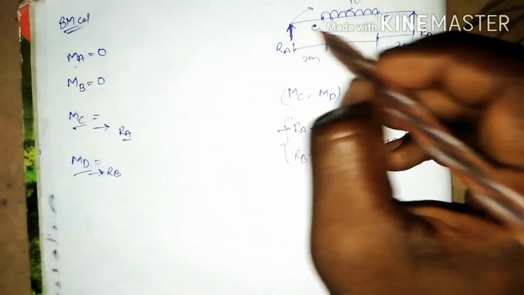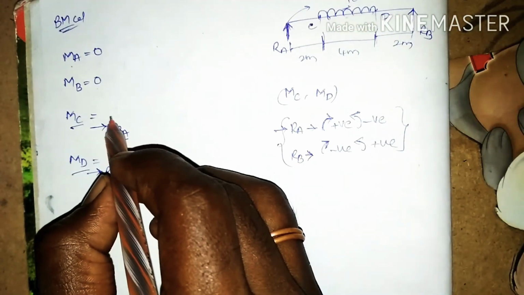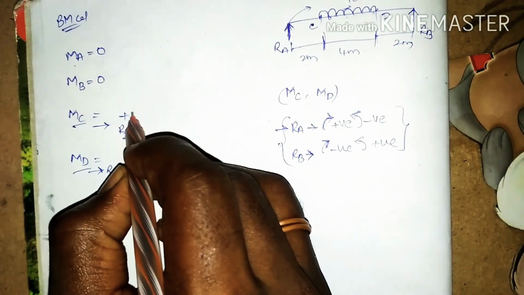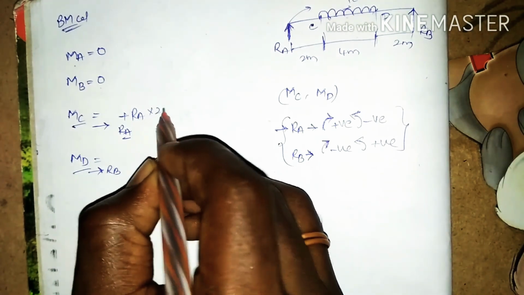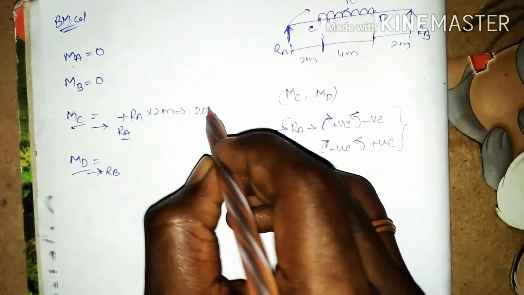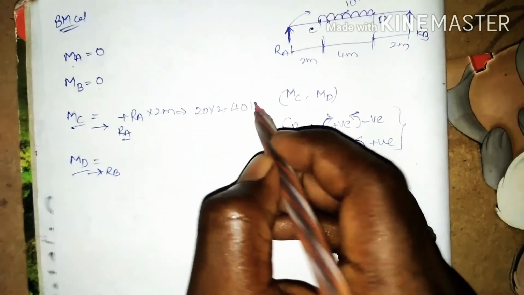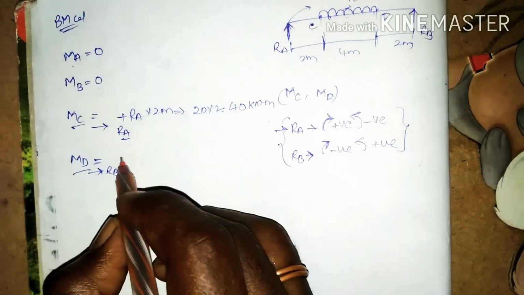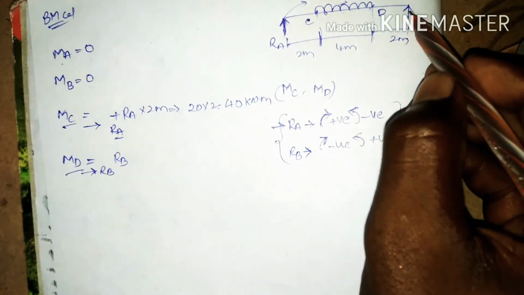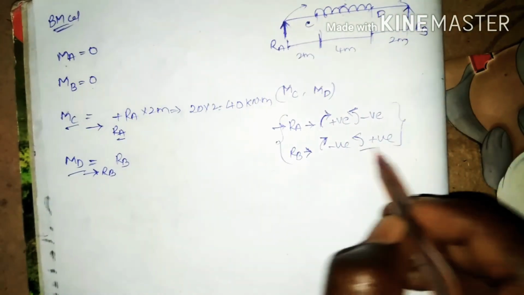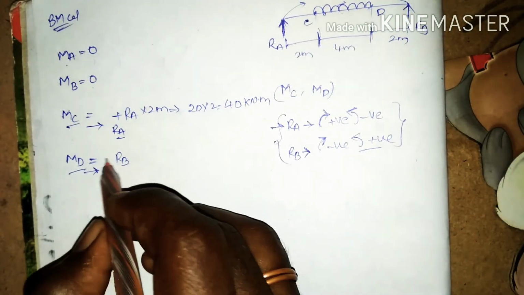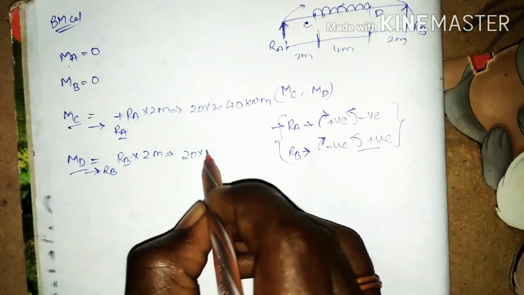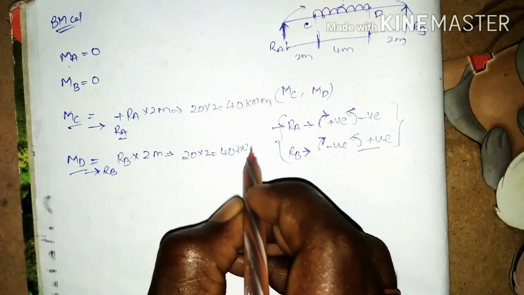into the distance of 2 meters. From RA the clockwise is positive, so positive RA into 2 meters. The value will be 20 into 2, 40 kilonewton meter. Moment about D will be from RB. Here the moment is taking an anti-clockwise direction, so positive sign. RB into distance of 2 meters, that will be 20 into 2, that is also 40 kilonewton meter.